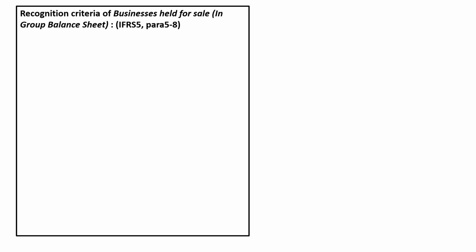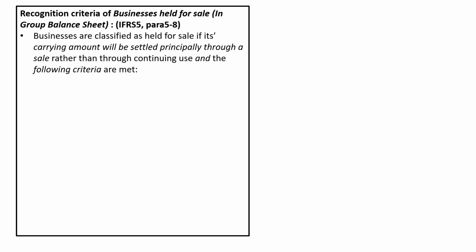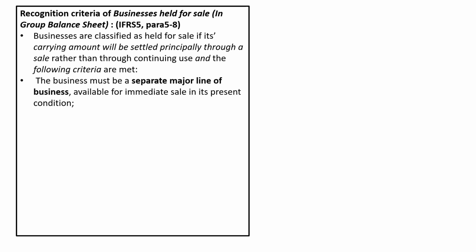We'll now look at the recognition criteria of business held for sale in the group balance sheet. Businesses are classified as held for sale if its carrying amount will be settled principally through a sale rather than through continuing use, and the following criteria are met. The business must be a separate major line of business available for immediate sale in its present condition.